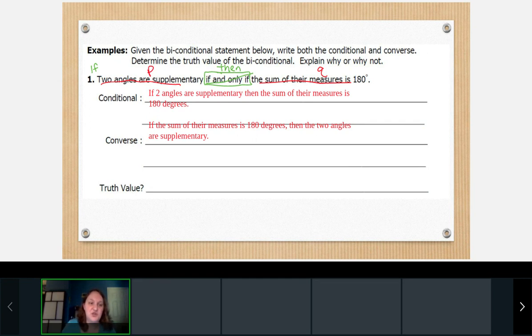This biconditional is true if both the conditional and converse are true. So the conditional says if two angles are supplementary, then the sum of their measures is 180. Well, that's true. That's the definition of supplementary. And then if the sum of their measures is 180, then the angles are supplementary. Well, that's true again. So since these are both true, my biconditional is true.